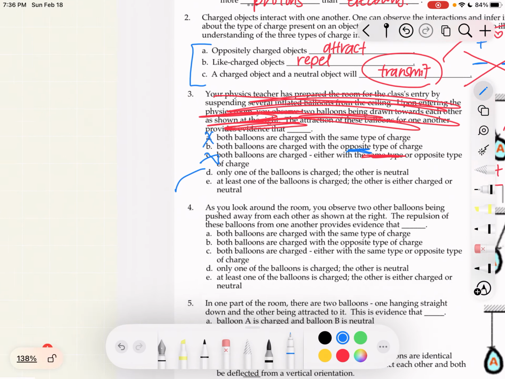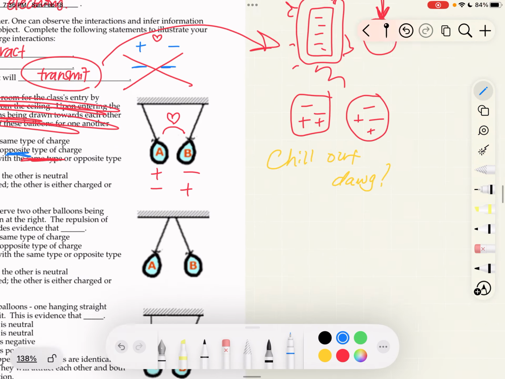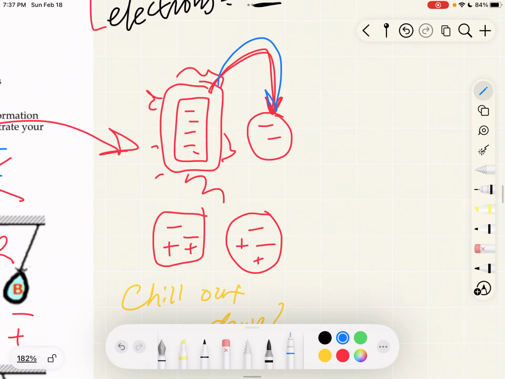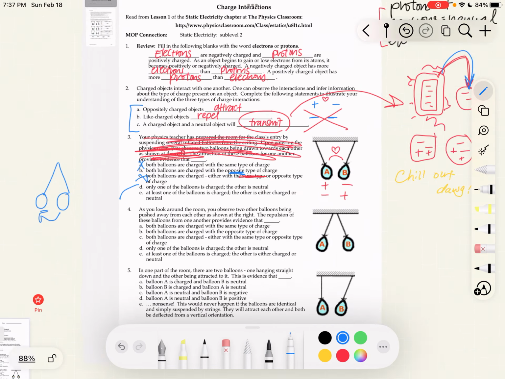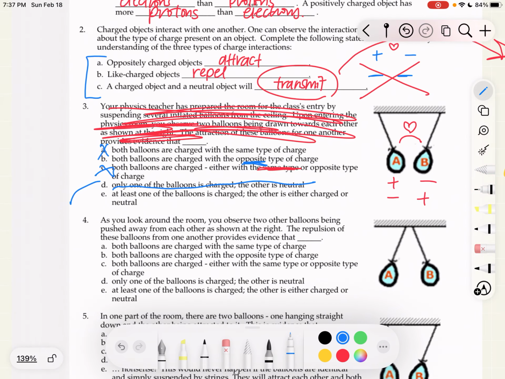For that, one balloon would have to be over here trying to come over here, because, like with this example, it's trying to give away some of its charge in order to become neutral. So it's not this. At least one of the balloons is charged. The other is either charged or neutral. They're doing this to confuse you. You know that it's opposite. Find the answer that's opposite. And that's all you need to know.